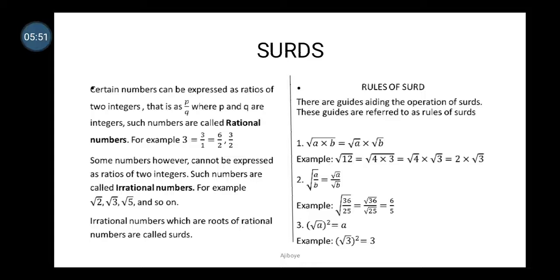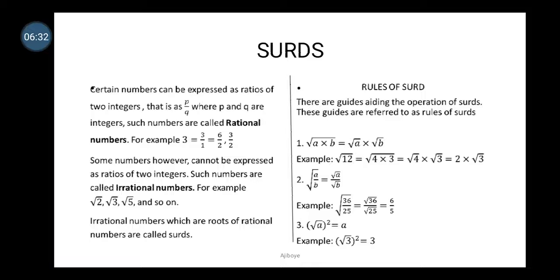Rule 2. Square root of a over b is equal to square root of a over square root of b. For example, square root of 36 over 25 is equal to square root of 36 over square root of 25. And square root of 36 is 6, and the square root of 25 is 5. So therefore, the square root of 36 over 25 is equal to 6 over 5. So watch out for those rules so that when you come across such expression, you therefore know how to simplify.